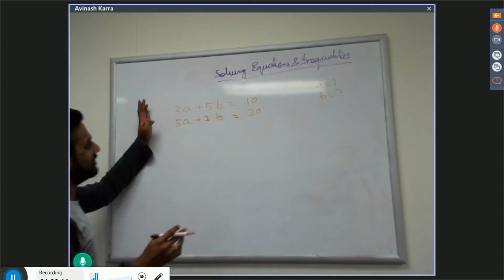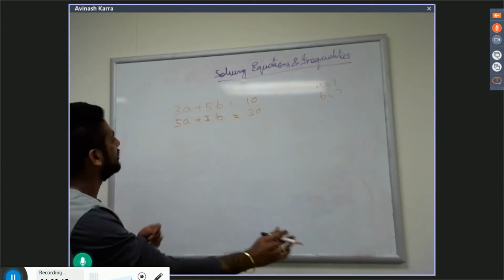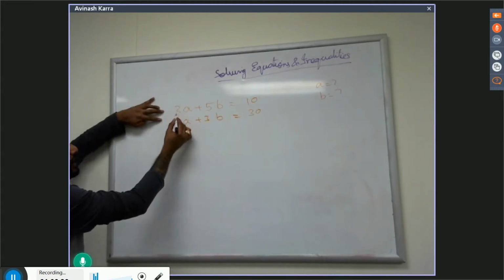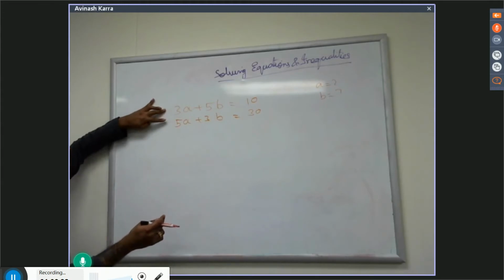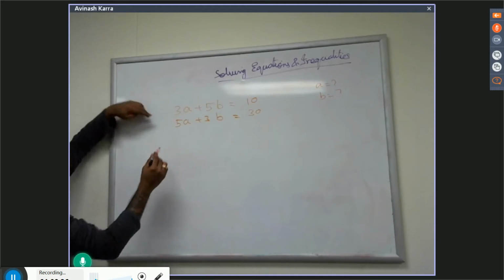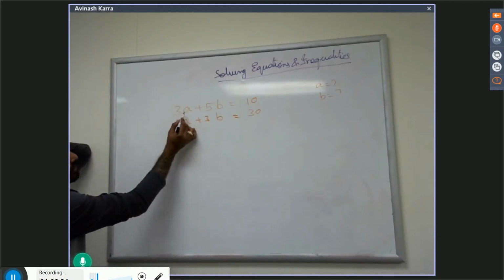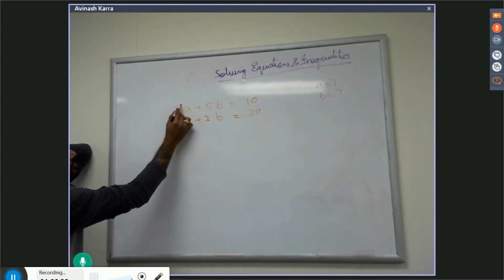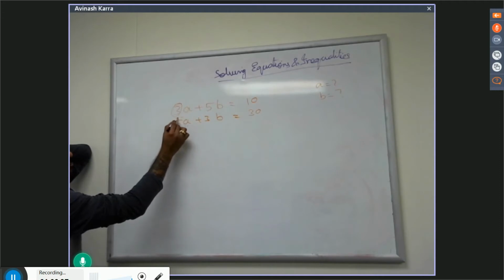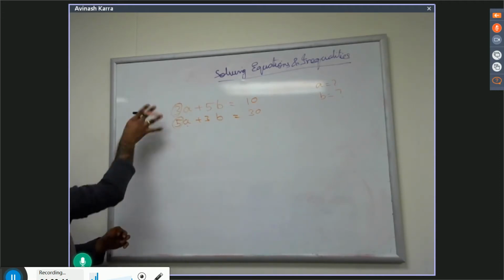Whenever you have an expression like this, first either you make the values of a the same, or else b the same. To make you understand, what is the coefficient of a? 3, right? What is the coefficient of a in the second equation? 5. I want them both to be equal.